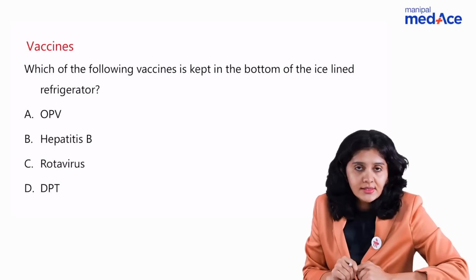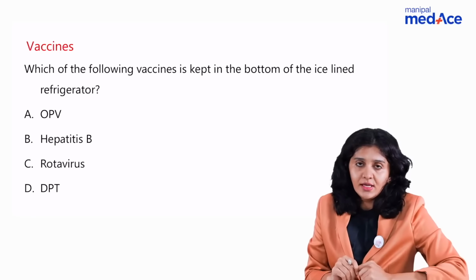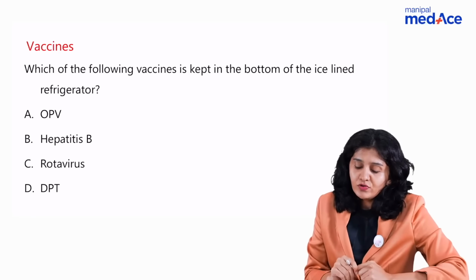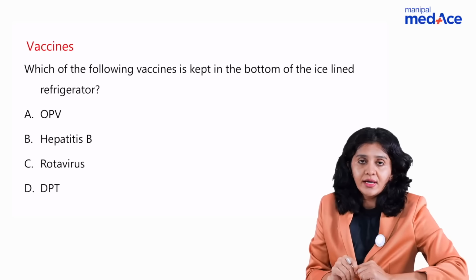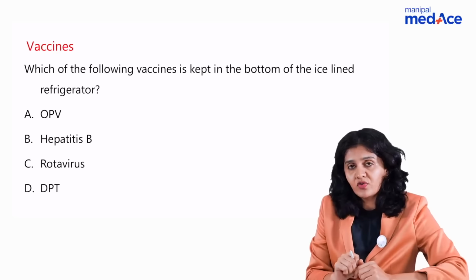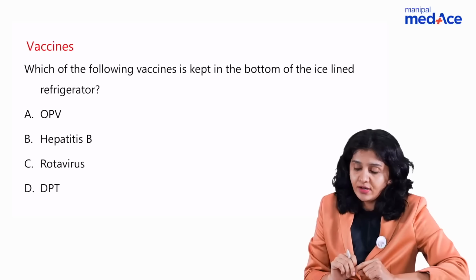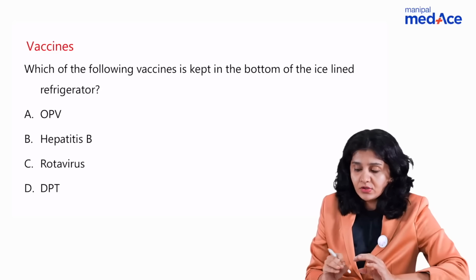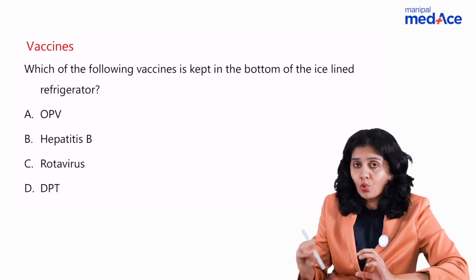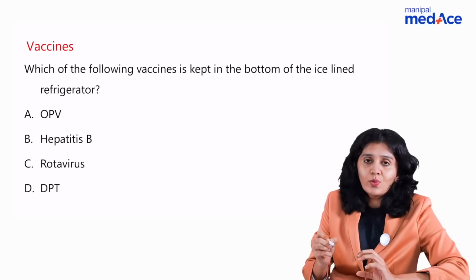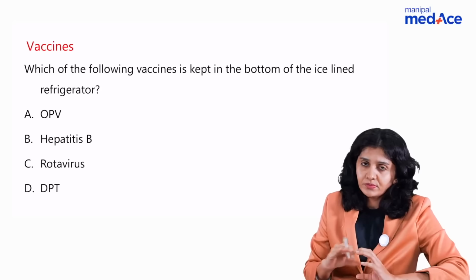Moving on to vaccines. Again, every year at least there will be 1 or 2 questions on vaccines, right? Which of the following vaccines is kept in the bottom of the ice-lined refrigerator? It is not the front load refrigerator they've asked, it is the ice-lined refrigerator. So what do you keep at the bottom? What is the temperature at the bottom? It is very cold, right?